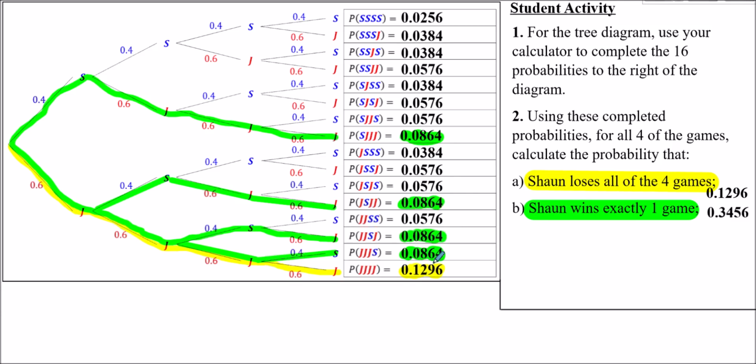0.3456. Part C. How many routes would there be where Sean wins exactly 2 games, in other words, where they win 2 games each? So I'm going to highlight this in a blue colour. Ask yourself, how many routes can you see?